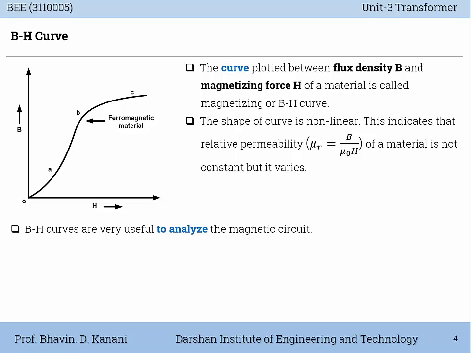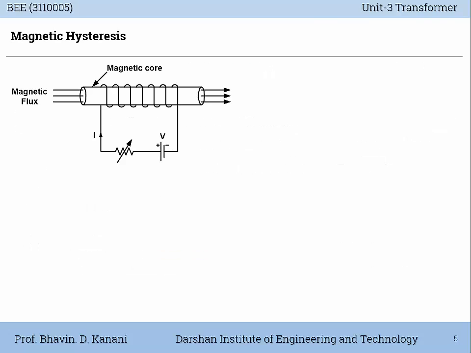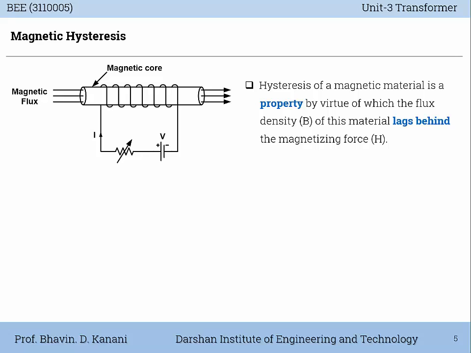BH curves are very useful to analyze the magnetic circuit. If the value of flux density and dimension of the magnetic circuit are known, then from the BH curve the total ampere turns can be easily known. Magnetic hysteresis. See from this figure. Hysteresis of a magnetic material is a property by virtue of which the flux density B of this material lags behind the magnetizing force H.